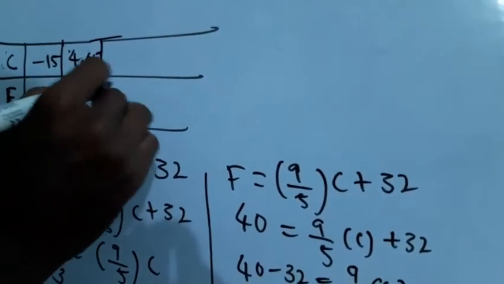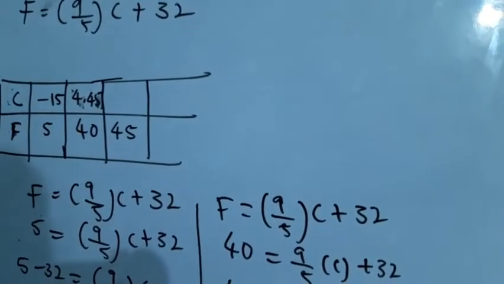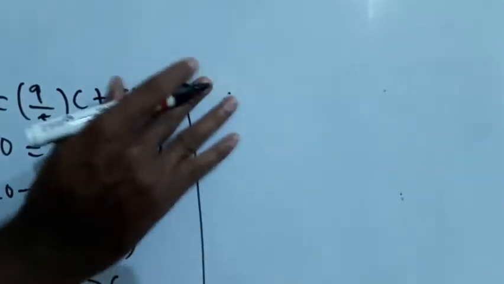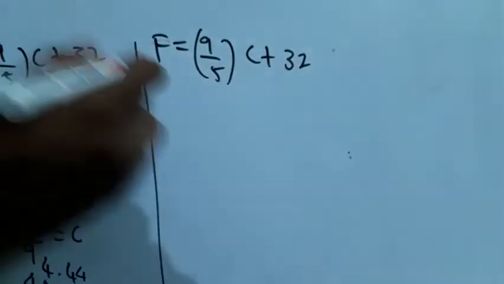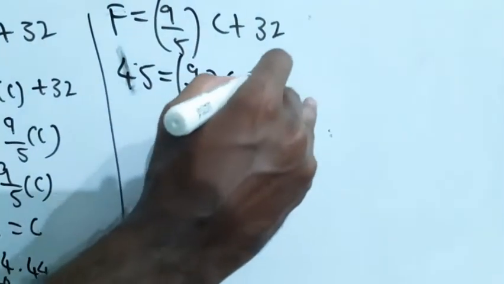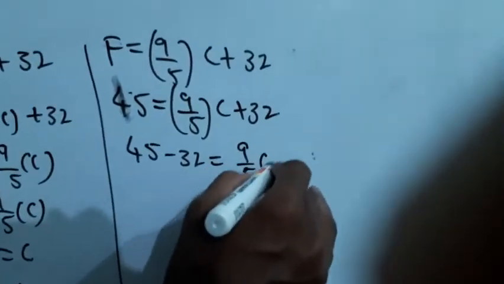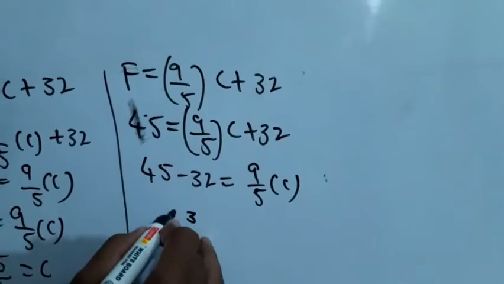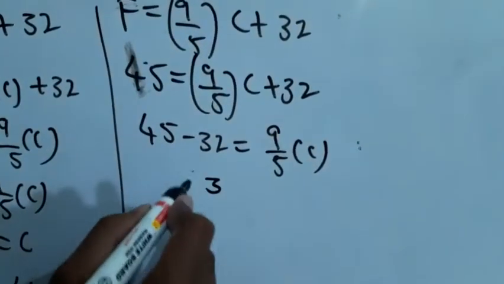Next, when F is equal to 45, then C will be equal to, F is equal to 9 by 5 into C plus 32, and F is 45. 45 minus 32 is equal to 9 by 5 into C. 45 minus 32: 5 minus 2 is 3, 4 minus 3 is 1, that is 13.